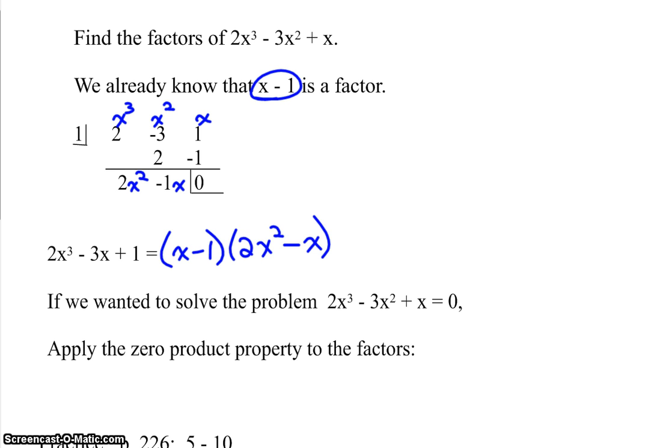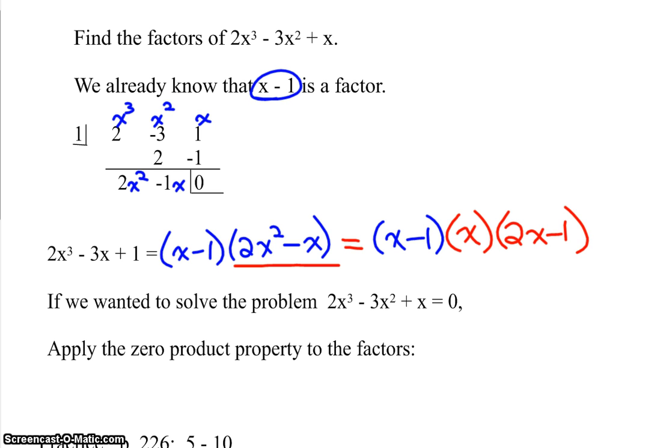Now, that's not quite factored completely, so let's factor that again. And the part we can actually factor again is this 2x squared minus x. It has a common factor of x. So what I'm going to get is x minus 1, and then when I factor out the common factor of x, I'm going to get an x, and then 2x minus 1. These are all of the factors.